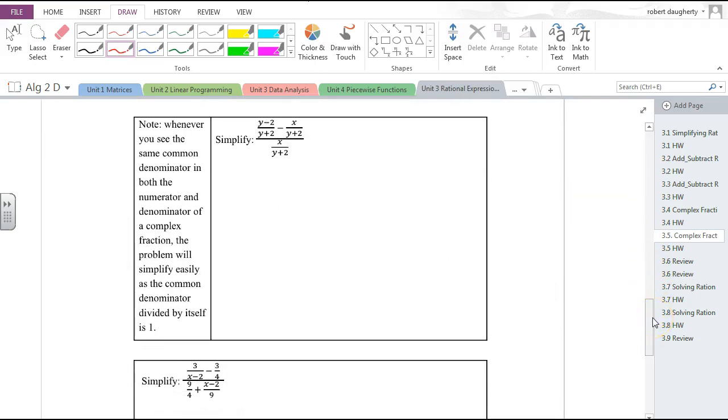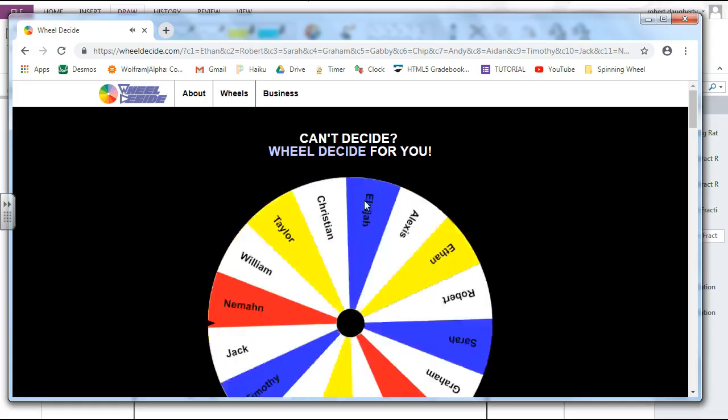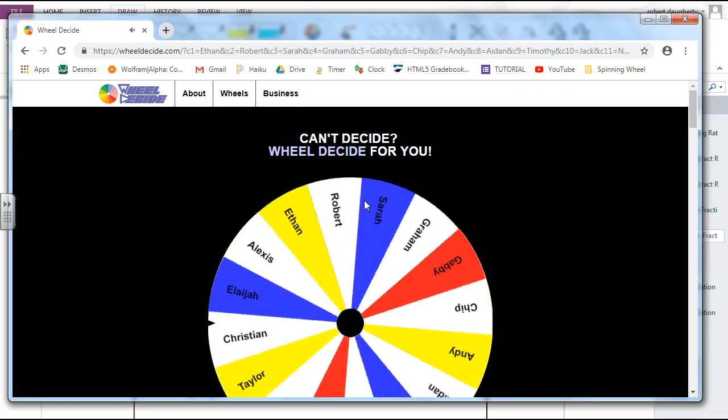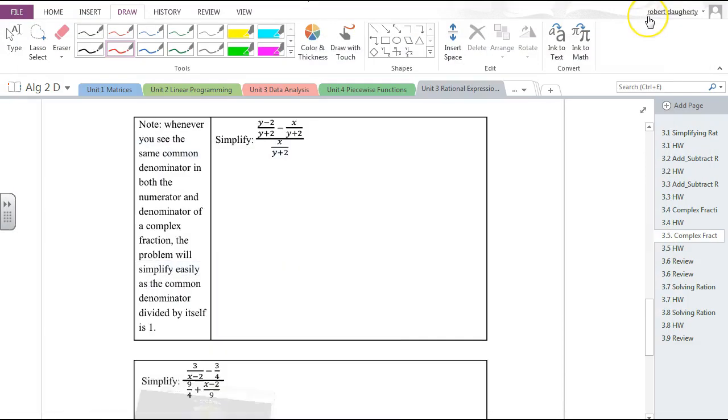So, volunteer for this guy. Oh, this one's easy. So, come on. Do I need to go to the spinning wheel? Because I'm not getting volunteers right now. Let's see what we're getting. Taylor, there we go. It's your lucky day.